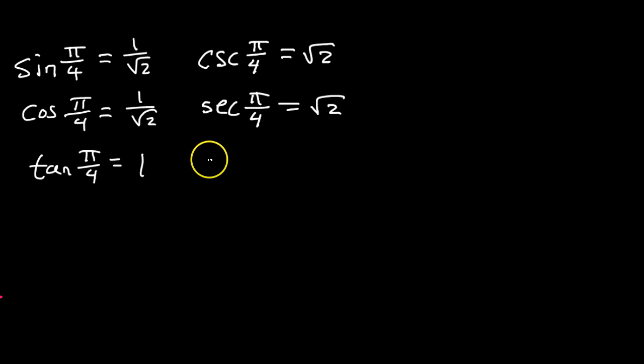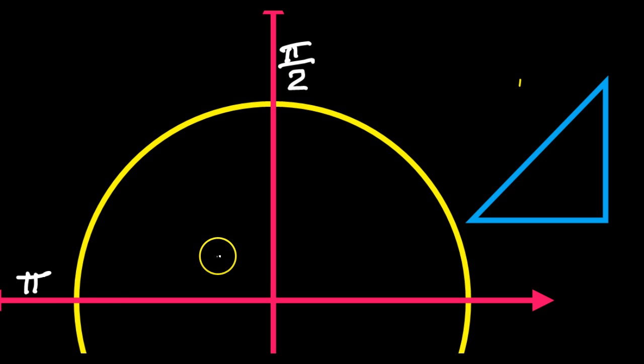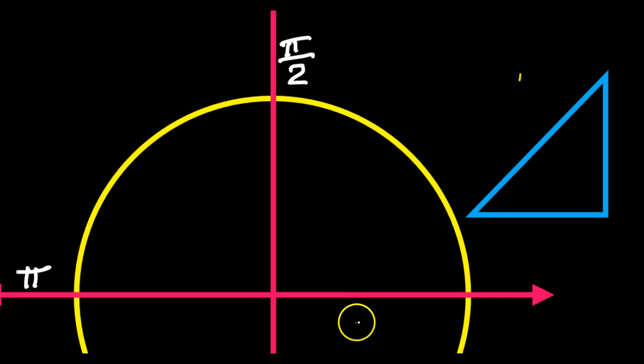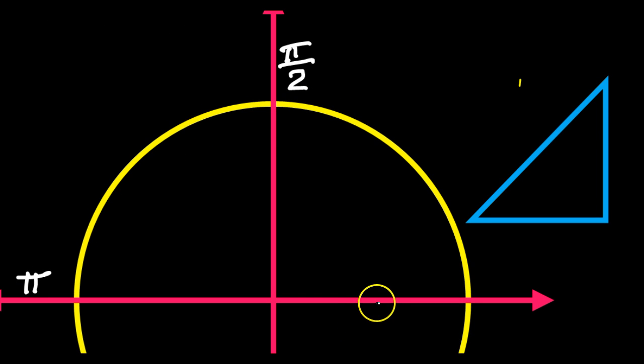Now, the reciprocal of tangent is called cotangent. And the reciprocal of 1 is still 1. So there's all 6 trig functions. Okay, so we just looked at what we used to think of as 45 degrees, and we found the trig functions for pi over 4.